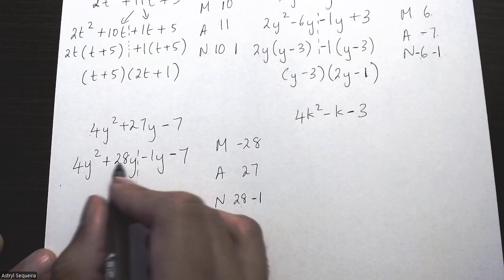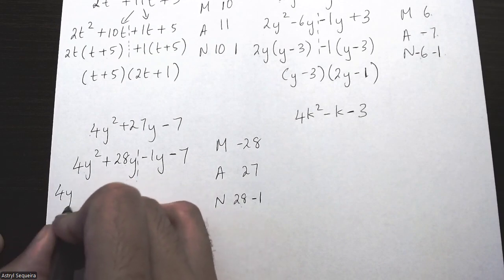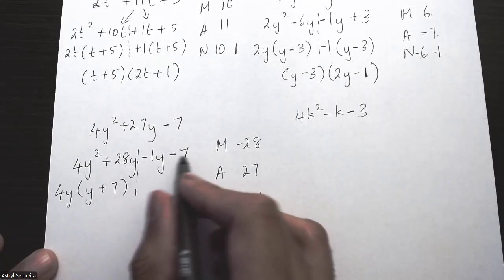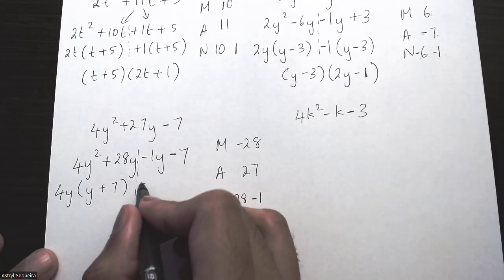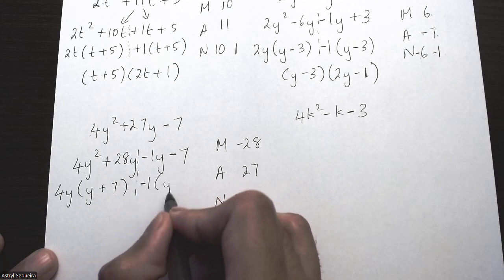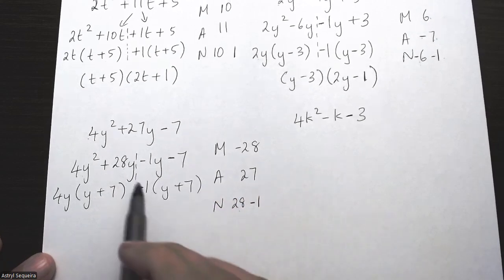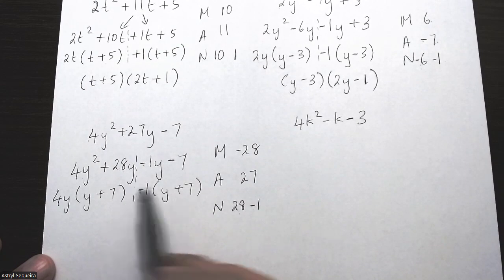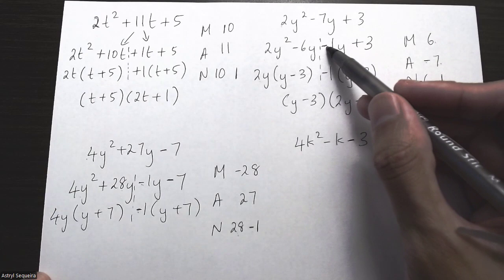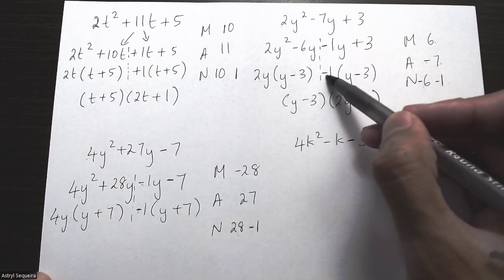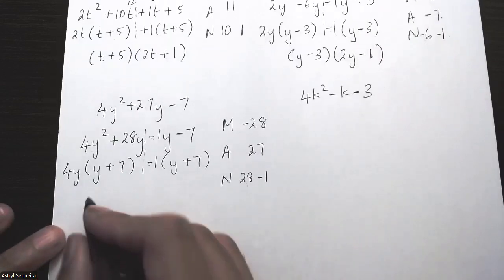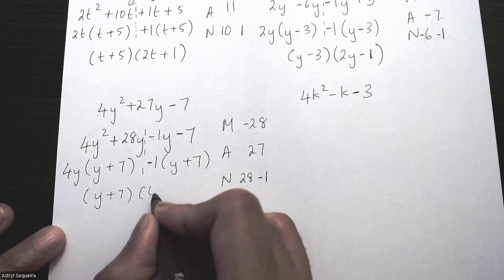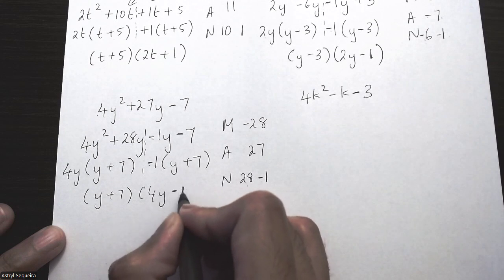So common factor for these two is 4y. I'm just left with y plus 7. Common factor for these two is just -1. I'm left with y plus 7. One thing to note is that if this sign is negative, this one will always be negative. Same thing in the last question. This sign was negative. That's why this one is negative. So final solution here, y plus 7 times 4y minus 1.